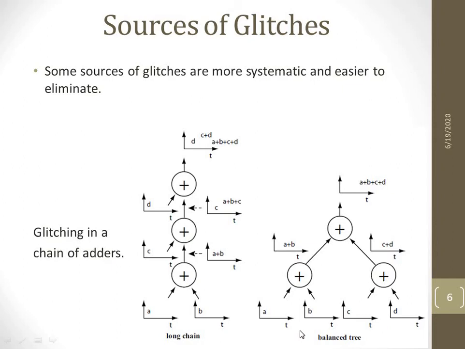Coming to the balanced tree, to avoid such glitches in long chains, we go for a balanced tree network, so that this adder will add A and B and produce A plus B. There is another adder which adds C and D and produces C plus D, and these two are given to an adder to produce A plus B plus C plus D. So in this balanced tree structure of adders, there will be a removal of glitch, or we can say there is no occurrence of glitch. This systematic arrangement will be easy and will eliminate the sources of glitches.